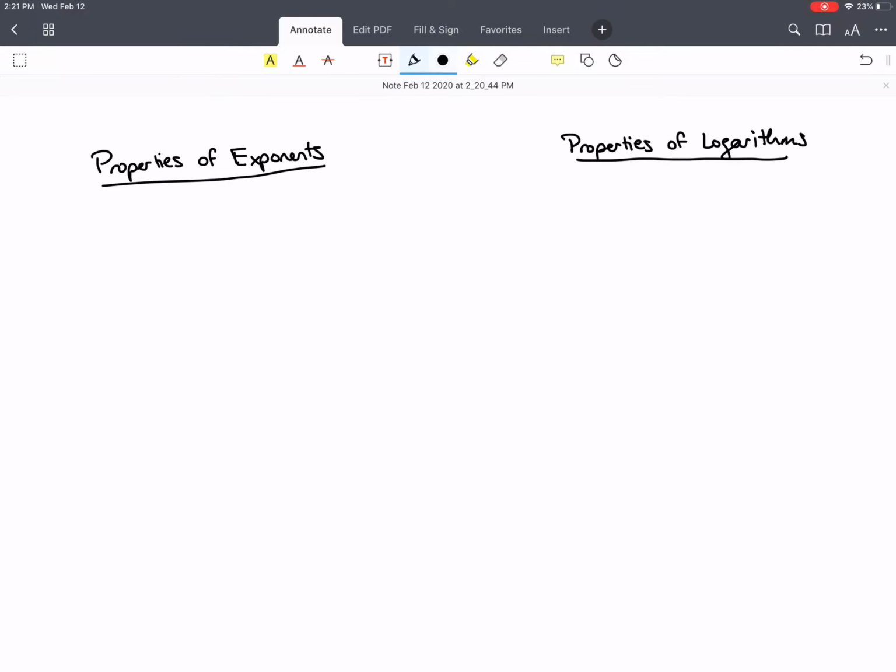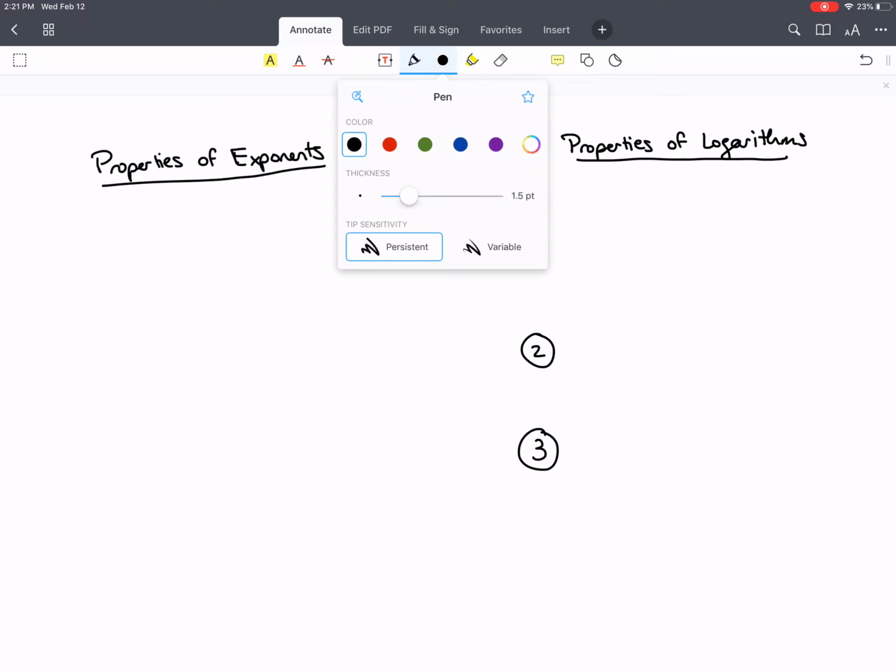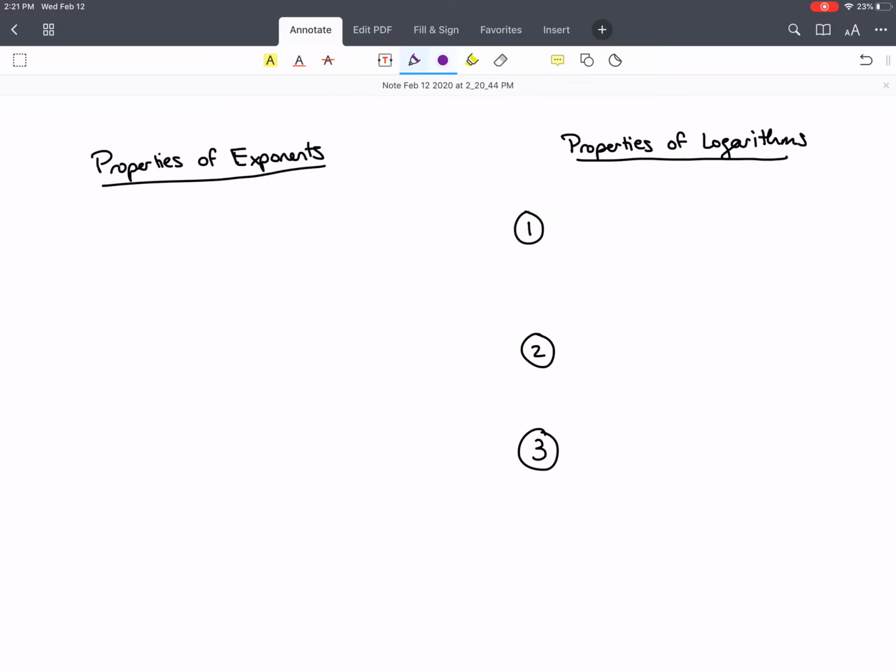So in this video, we want to talk about properties of logarithms. There are going to be 3 properties of logarithms that we're going to talk about. But to find them, we're going to start with properties of exponents, and we'll use a relationship between these exponents and these logarithms.